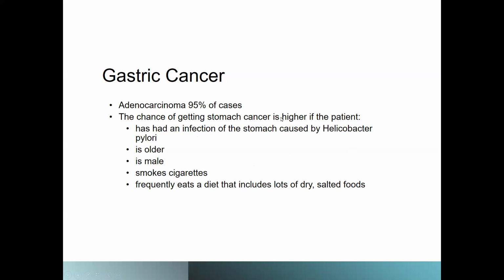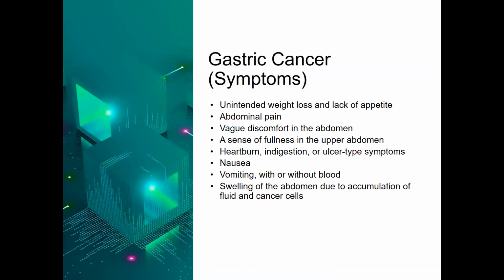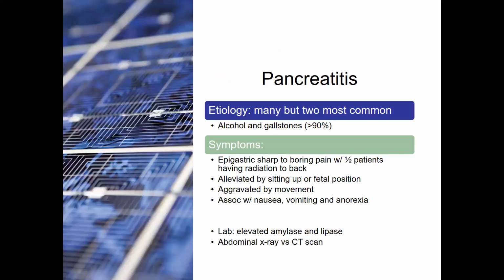The chances of getting stomach cancer is higher if they've had H. pylori, if they're older, if they're male, if they smoke, or if they eat a lot of dry salted foods, or essentially have a diet that is going to increase your risk of GERD because of the increased risk of H. pylori or ulceration. So those are your gastric cancer risks. I think the most common piece that they ask about is the adenocarcinoma. So being able to label it as the appropriate cell cancer type. Symptoms, these are your classic cancer symptoms with some GI ones thrown in there. I wouldn't worry about committing those to memory.